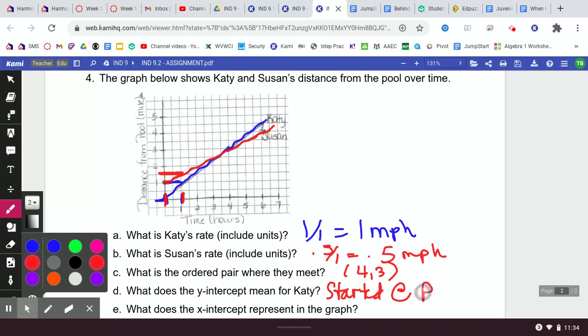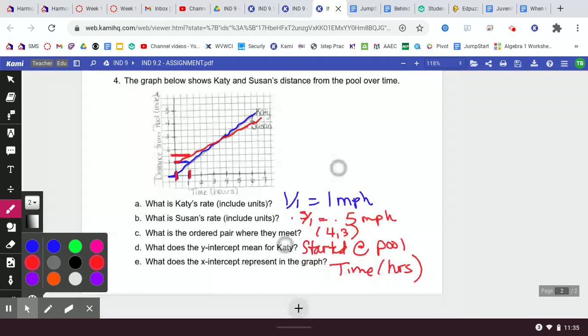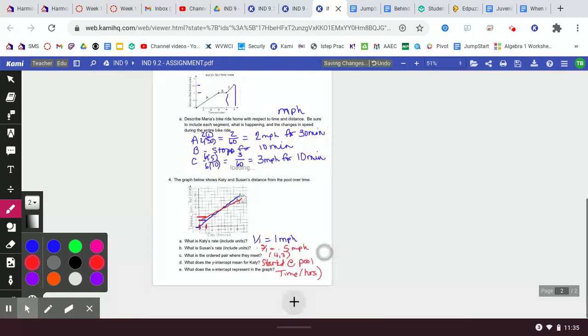She started at the pool because Katie's line is the one that they kind of crisscross. So if you have a highlighter or colored pencils or anything to help you track which line is which, because when they cross like that, sometimes it's easy to flip-flop who is who. That's fine to do on your papers and quizzes. All right, Bryn, what does the x-intercept represent in this graph? Time. Good. Yep, time in hours. Perfect. Any questions on this one? Okay, I'm going to pause this if I can.